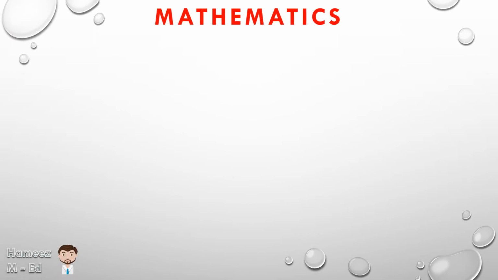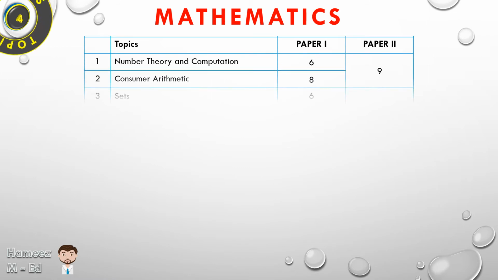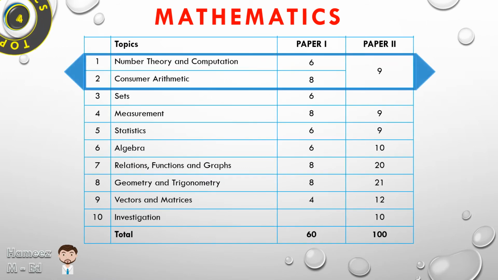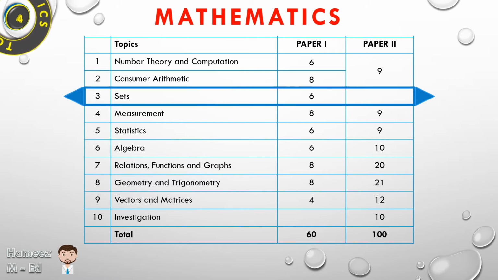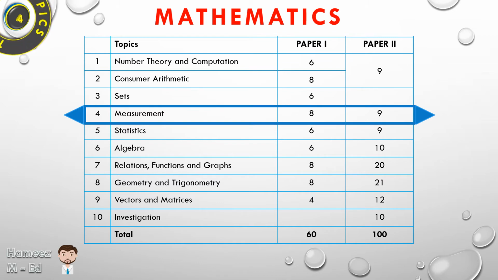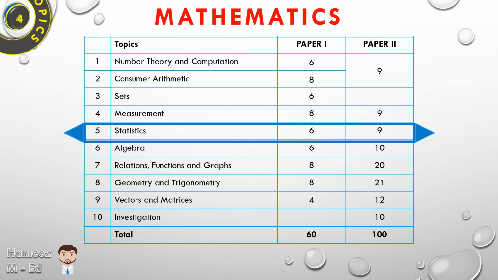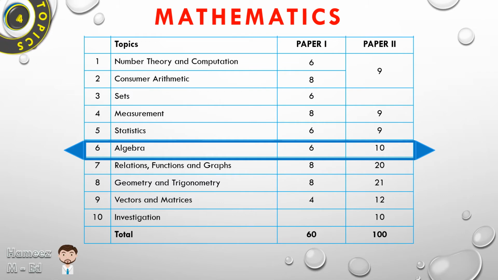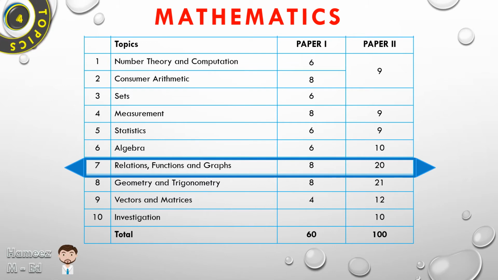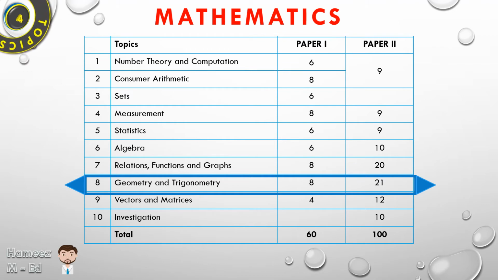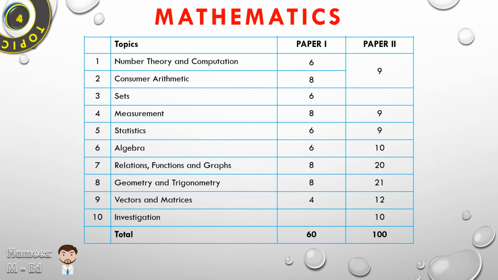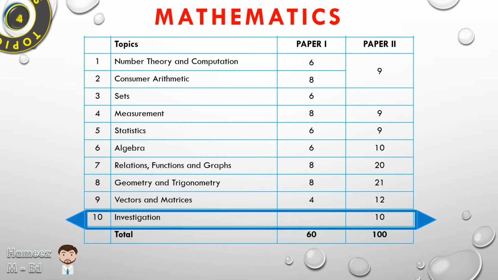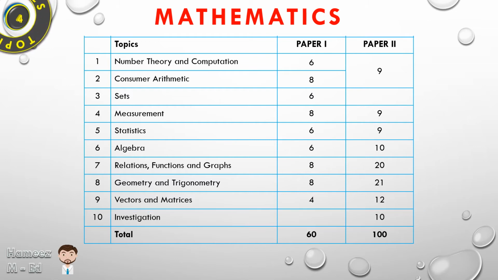CSEC Mathematics has 9 major topics which are all compulsory. The first topic, number theory and computation, as well as the second topic, consumer arithmetic, combine for 14 questions in paper 1, the multiple choice, and they combine to form the first question in the structured paper worth 9 marks. There are 2 major differences in this syllabus compared to the older ones. The topic sets is no longer tested in paper 2, only in paper 1, while all other topics, including vectors and matrices, are tested in both papers, the multiple choice and the structured.